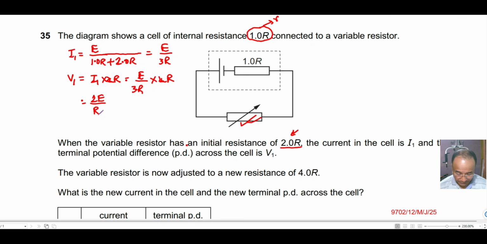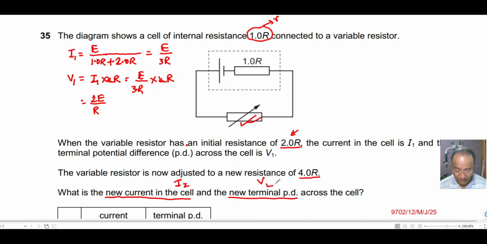Now later, the variable resistor is adjusted to a new resistance of 4.0 R. So the outer resistor is 4.0 R. Now we have to find the new current in the cell and new terminal PD. So we have to find, let us say, I2. This is I2 and this is V2.